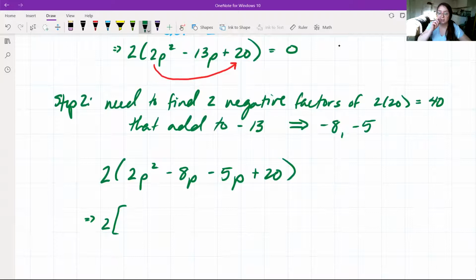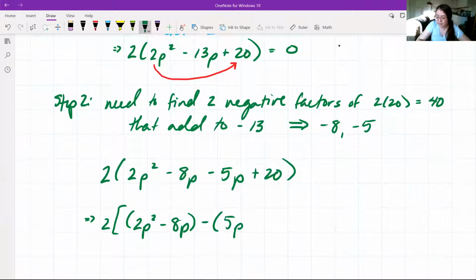So grouping together, we can group our first 2 terms and our last 2 terms. This gives us 2p squared minus 8p, and we're going to say minus 5p minus 20, because if we factor this negative in, we get a negative 5p plus 20.